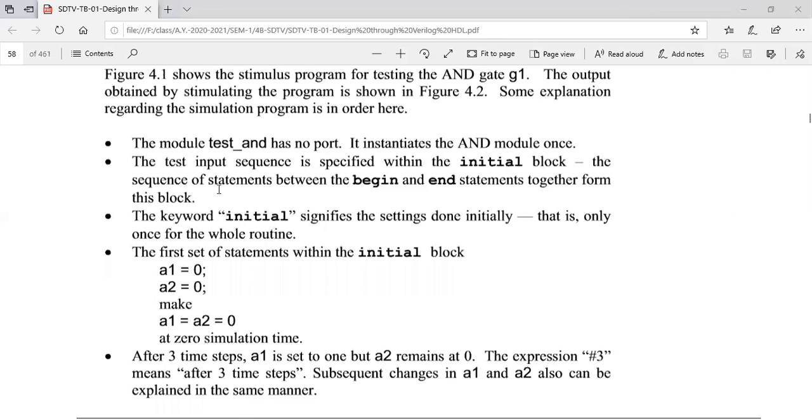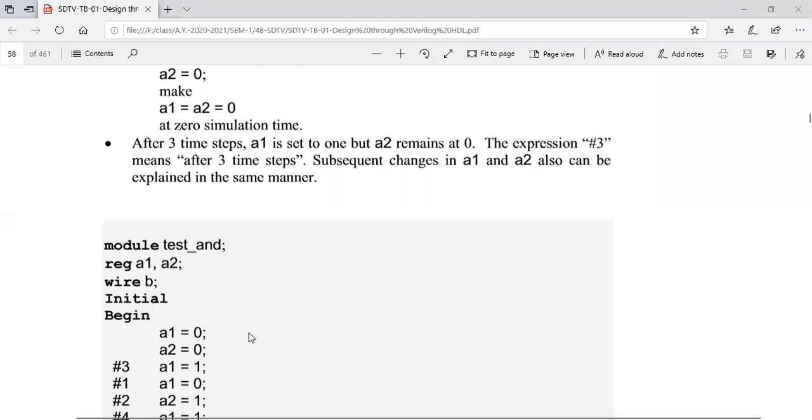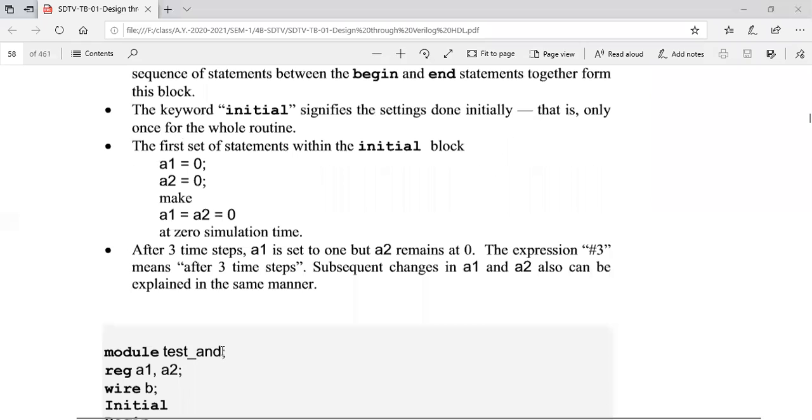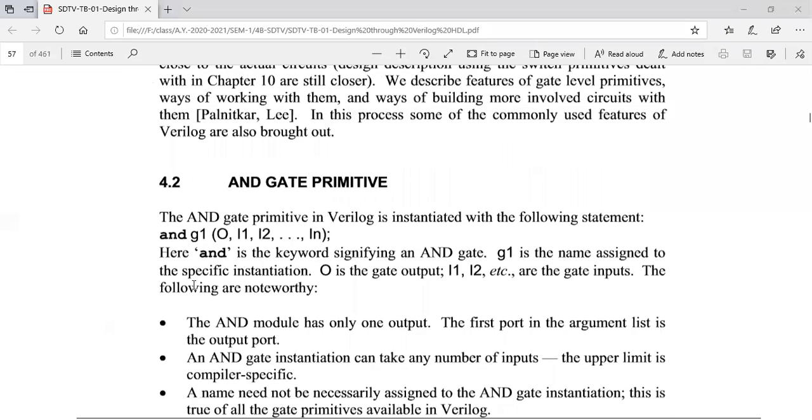Just you can see the explanation for all these things. The module test AND has no ports. Since it's a test program, we don't have any ports here. Generally, we used to have ports. This is the name of the program. Sorry, this is instantiating AND. It is mentioning that it has AND, and G1 is the name, and here we have the ports. These are called ports or arguments, whatever it may be. First we write the outputs, then the inouts, then the inputs. That is the order we will generally follow.